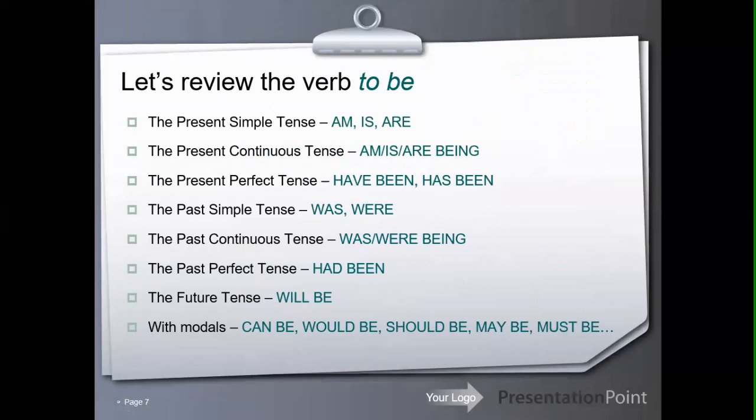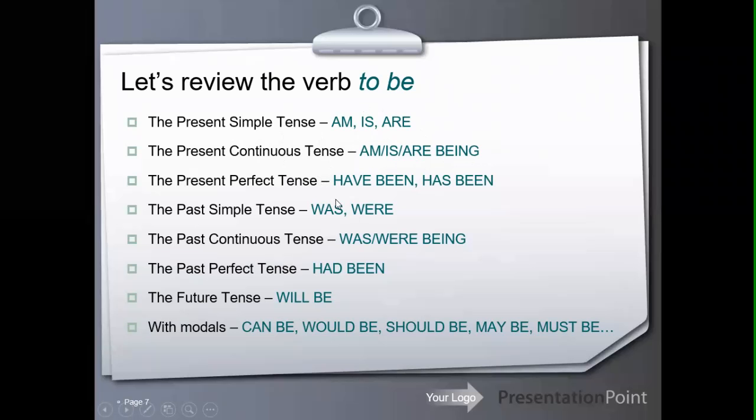So we are going to make some sentences together, but now I want to review the verb to be with you. And let's review the table here. Here is the list of sentences for verb to be. For passive tenses, we need to use verb to be, and for present simple, we are using am, is, and are. And for the present continuous tense, we are using am, is, are, plus we are using being.